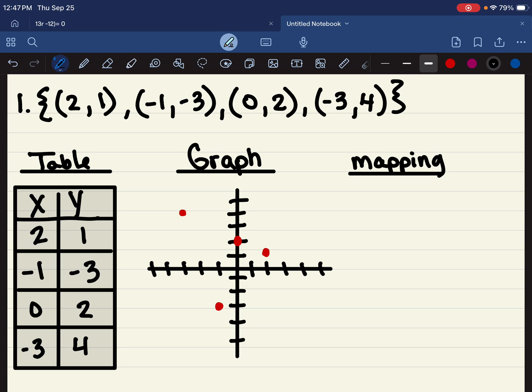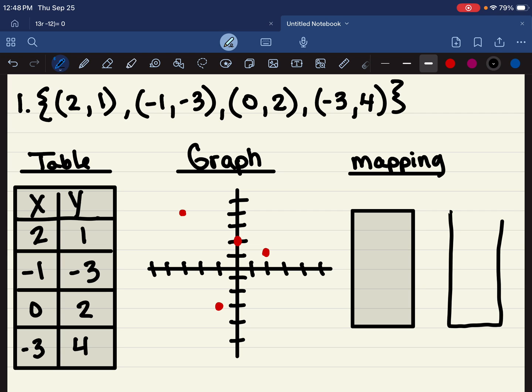This is going to be the one that's the most new that we probably haven't seen yet. Okay. Mapping just takes domain, which is your x values, and maps it over to the range. So basically what we're going to do, I think the easiest way is just to draw 2 rectangular boxes. I didn't do a very good job. And we're just going to put them right next to each other.